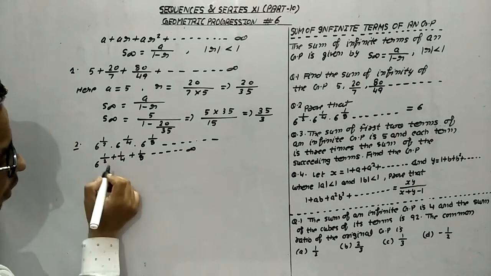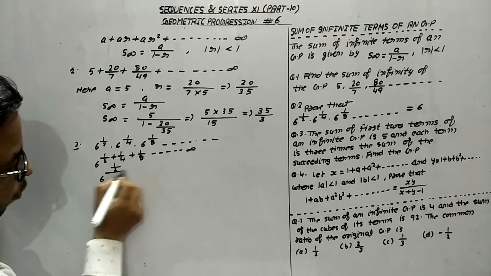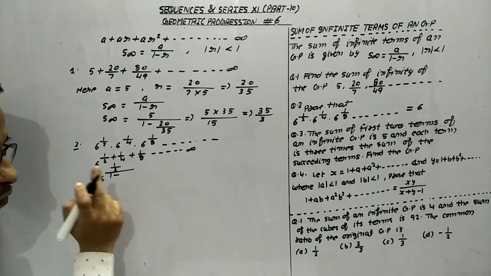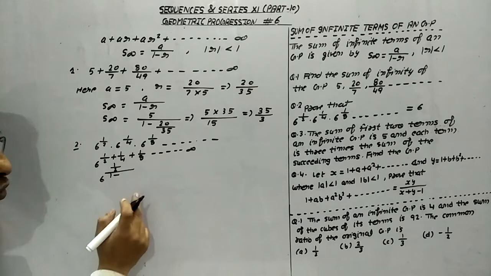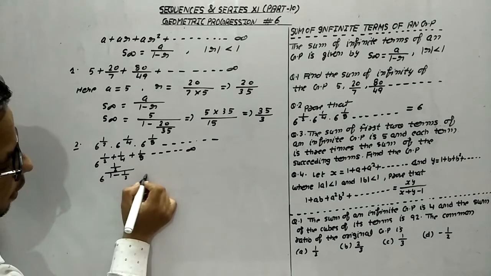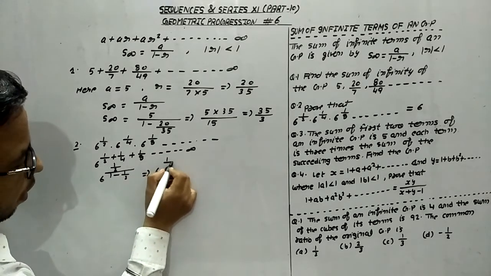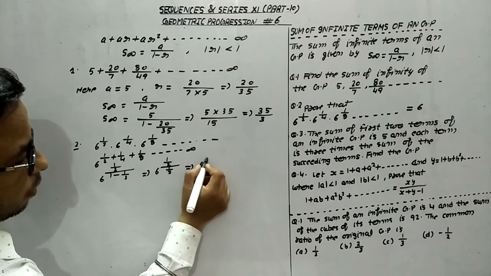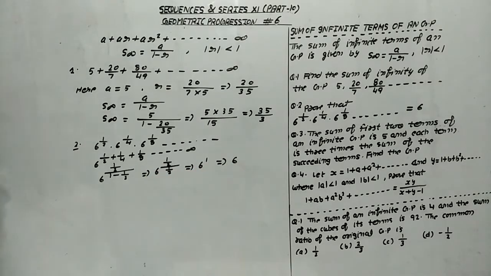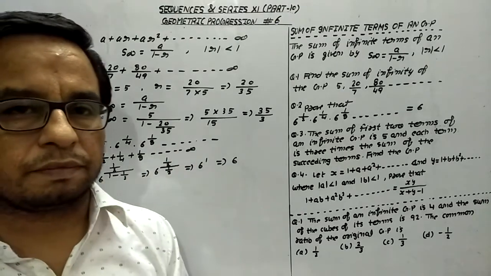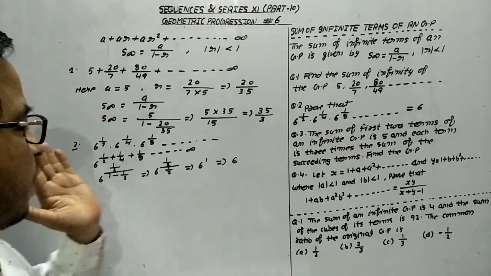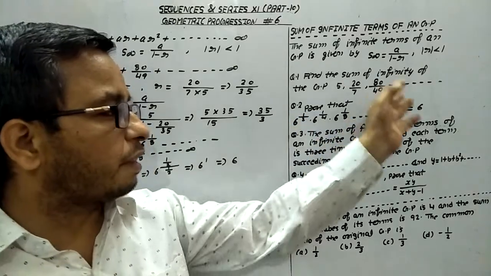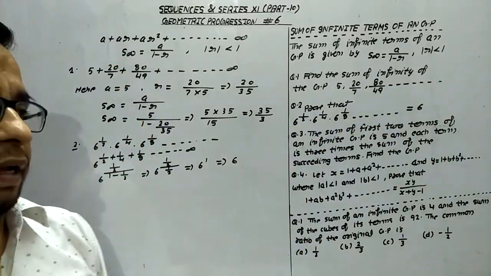Now see, we apply the GP rule. What is this? A upon 1 minus R. Now 1 minus R, what is R? 1 upon 4 upon 1 into 2. It means this is 1 upon 2. It means this becomes 6 raised to power half upon half, and half upon half cancel out. This is 6 raised to power 1. It means this is 6 only. So this is really a very important question. Related to this, if we have the base 3, then the result is 3 only.